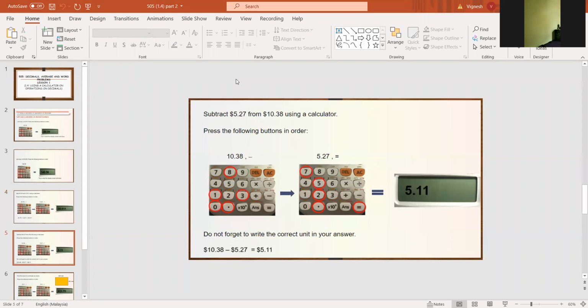And then same goes for the subtraction. You have to subtract 5.27 from 10.38 using a calculator. It's very simple. It means you have to minus the smaller number from the larger number. 10.38, you minus with the 5.27. Understand? Understand or not? For the subtraction, is there any problem with pressing the subtraction button?